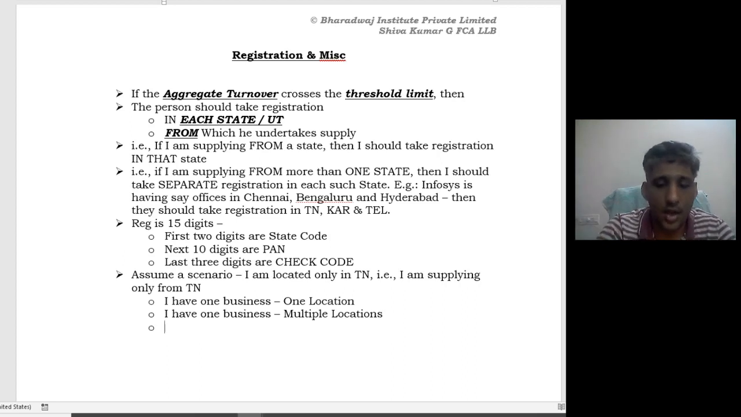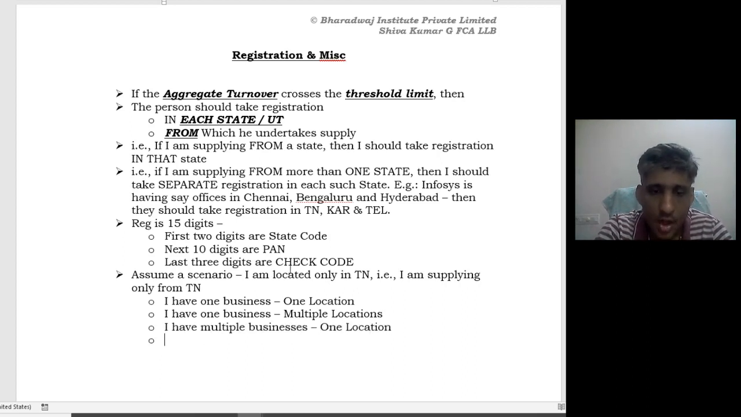Okay, another scenario. I have multiple businesses, one location, or I have multiple businesses, multiple locations.